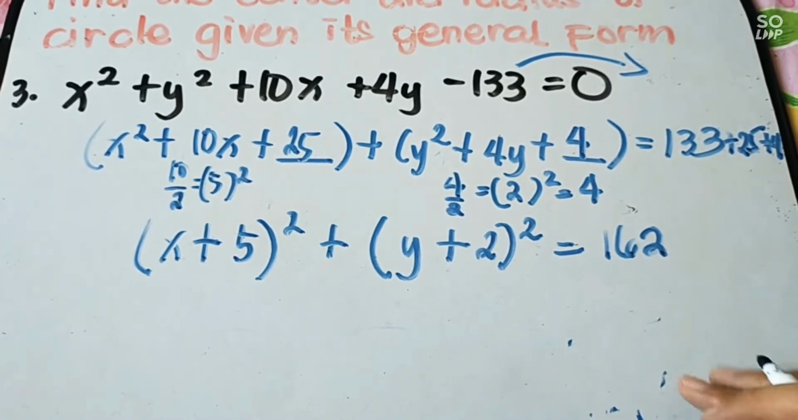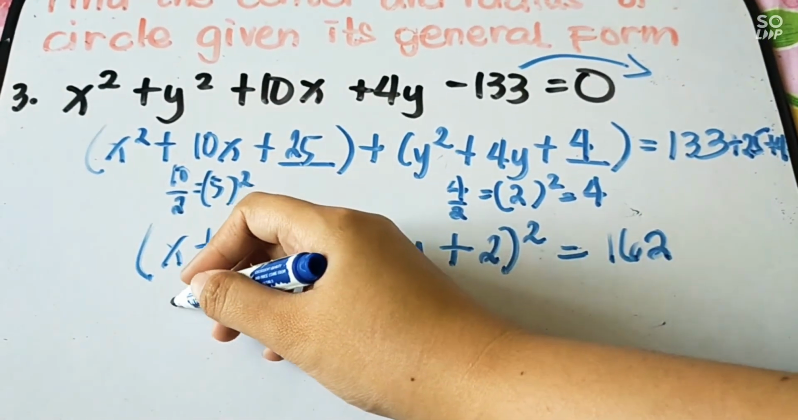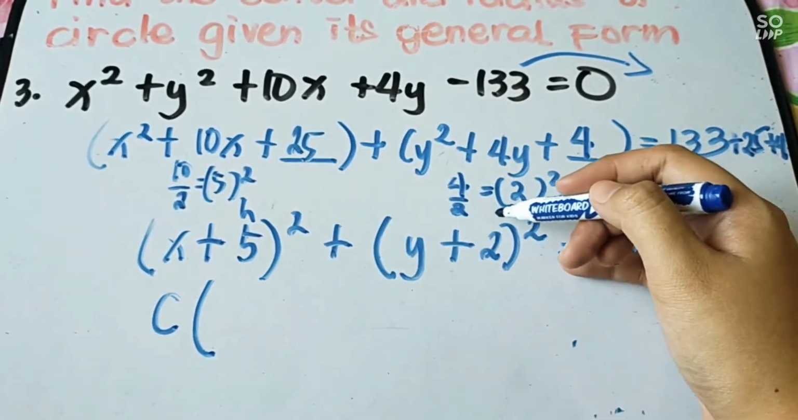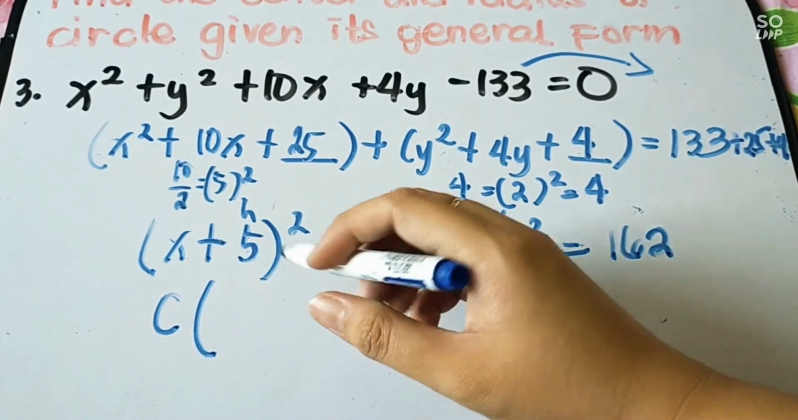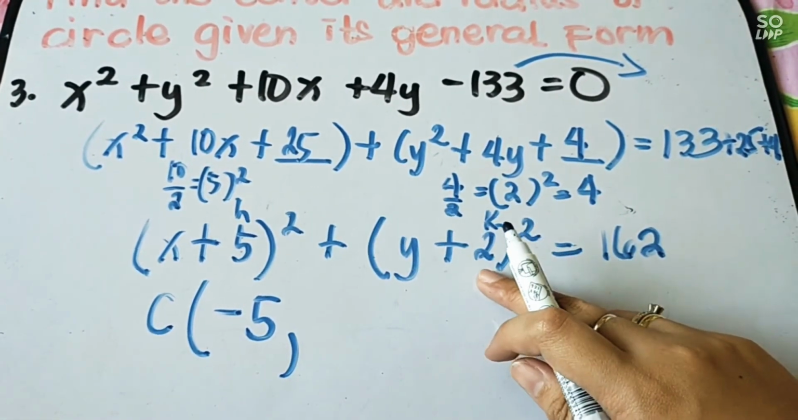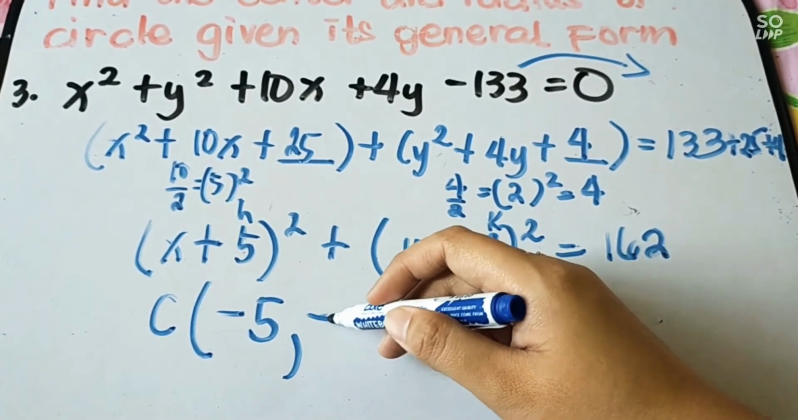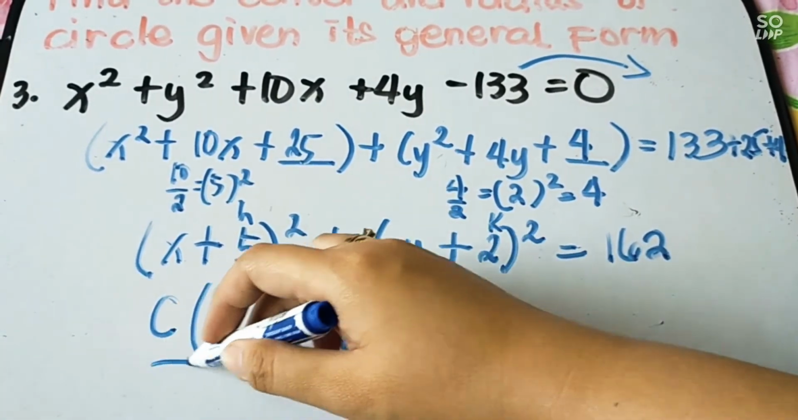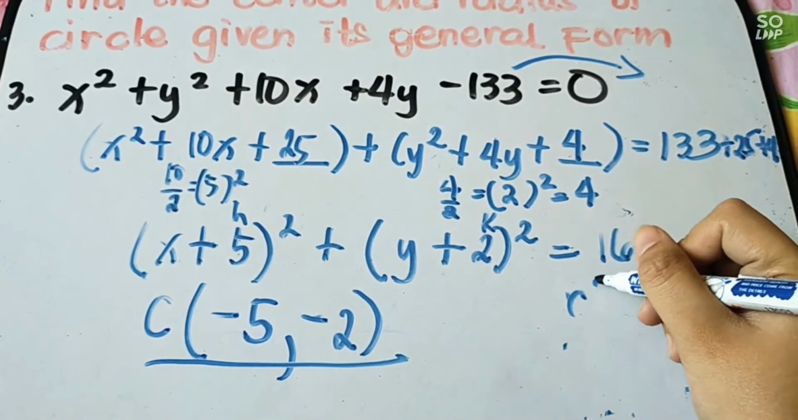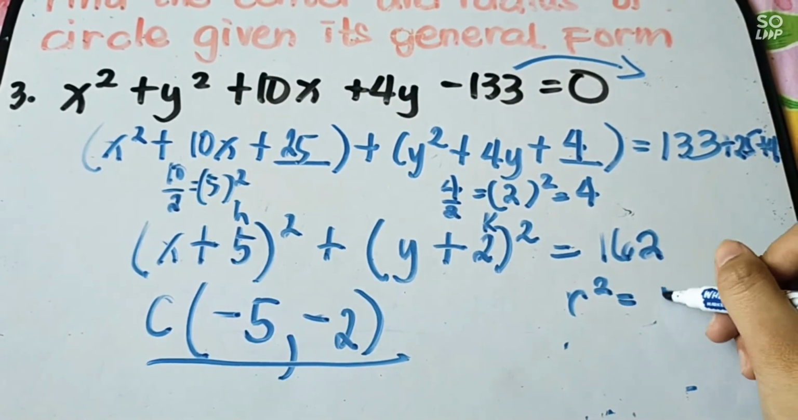But it is not yet the radius. Now, we can find the center. This is your H, and this is your K. Since this is positive, your H becomes negative 5. Since this is positive, your K becomes negative 2. There is your center. Let's have the radius. Your radius, R squared, is equal to 162.